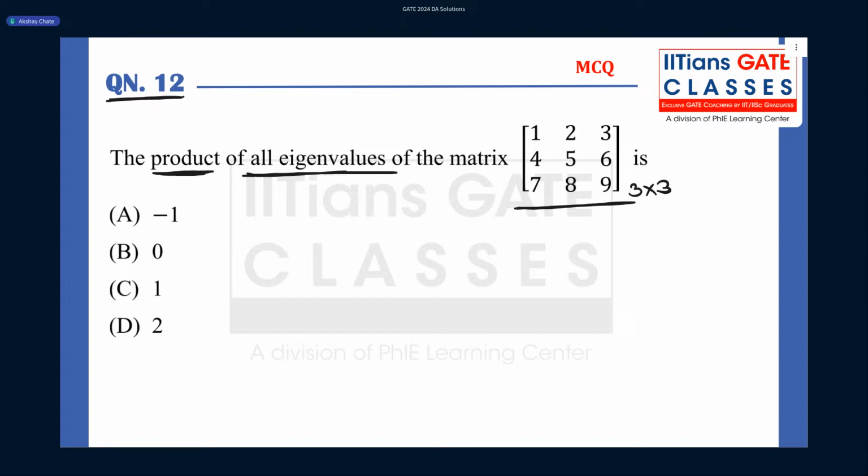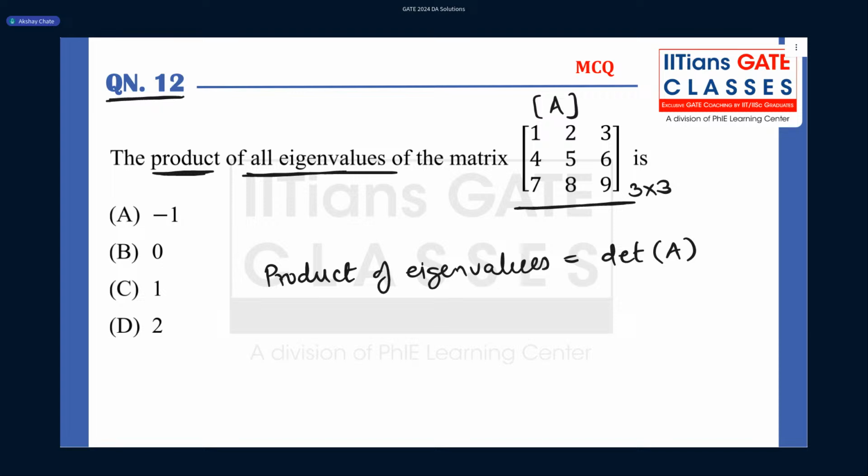So now, as we all know, first of all, the product of eigenvalues is nothing but the determinant of the matrix. So let's say if I call this matrix as A matrix, so product of eigenvalues of matrix A will be nothing but equal to the determinant of matrix A. So there are 4 options here. So first we need to find the determinant of matrix A.